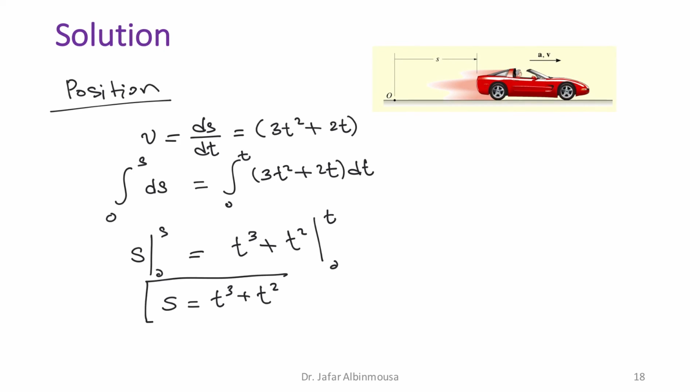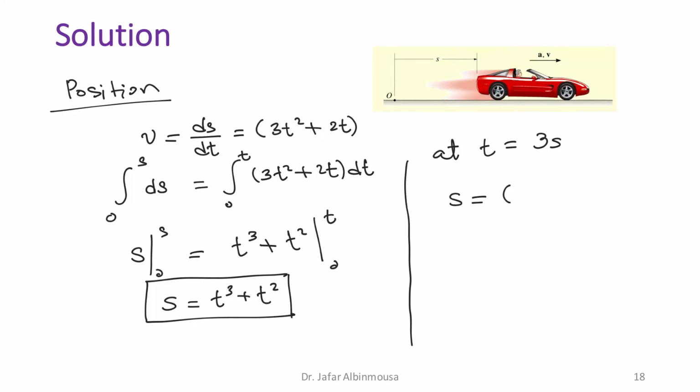Now, if we substitute at time equals 3 seconds, we will get s equals 3 cubed plus 3 squared, which is equal to 36 feet. And this is it for the position.